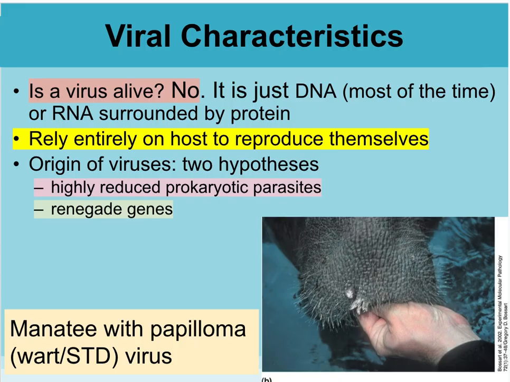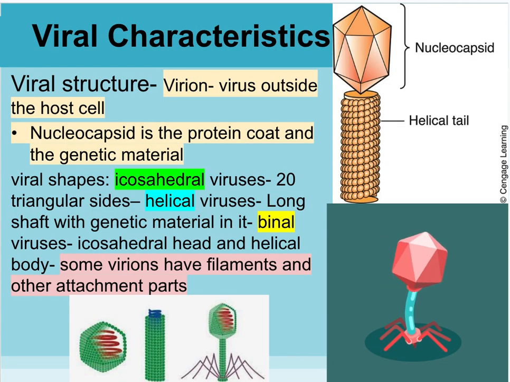So basically, viruses are not alive, just these little bits of DNA or RNA that are left over. So they can't reproduce, so they have to rely on other things for reproduction. And so they'll enter other cells and bodies in order to do that. Here's actually a picture of a manatee that is infected with a virus, a wart virus called a papilloma, just like humans can get, which is an STD. It can spread to different spaces.